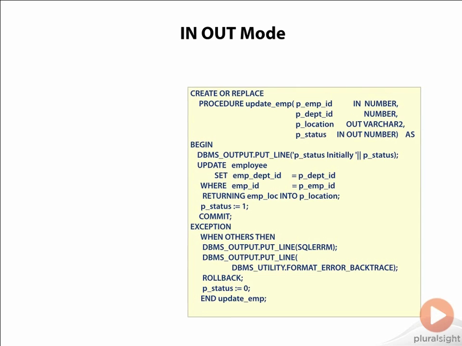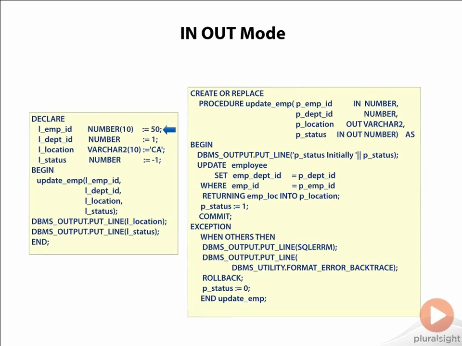Here, along with pEmpId and pDptId input parameters, and pLocation out parameter, we are passing an additional parameter pStatus in the in-out mode of type number to hold the final status. In the execution section, we update the employee table, updating employee department ID for pEmpId, and then using the returning clause get EMP location and assign it to pLocation. We assign the value of 1 to the in-out variable pStatus. Inside the exception section, in the when others handler, we assign pStatus a value of 0.